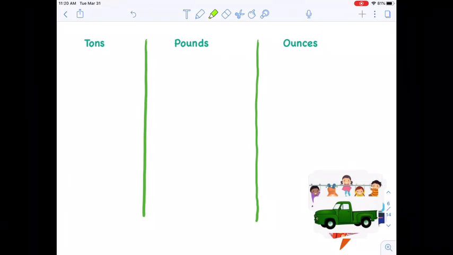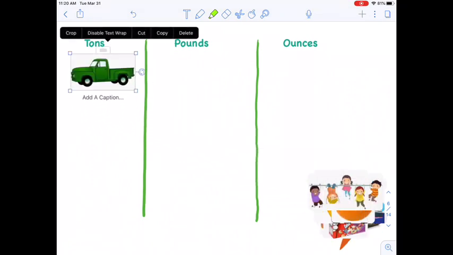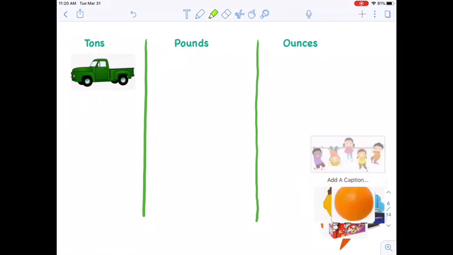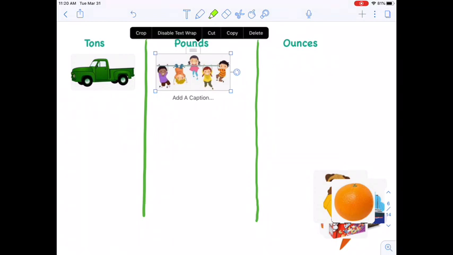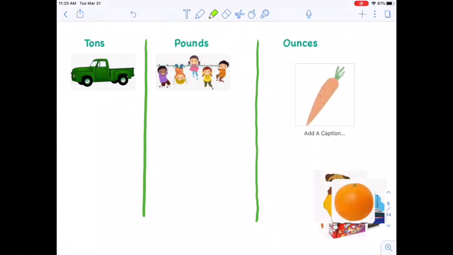Since tons are the largest unit of measure we would use in 3rd grade from our reference chart to measure the weight of something, we will start with tons. And this truck would be measured in tons. Now, kids don't weigh a ton because a ton is 2,000 pounds and people are not that heavy. So we would measure kids in pounds. To give us a good idea of something we would measure in ounces, I thought we could use a carrot. So now let's see how we could sort these other items out.